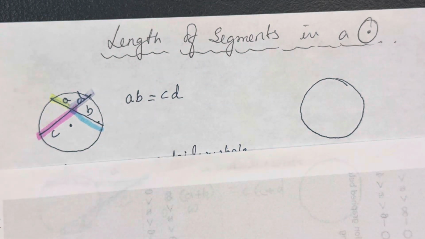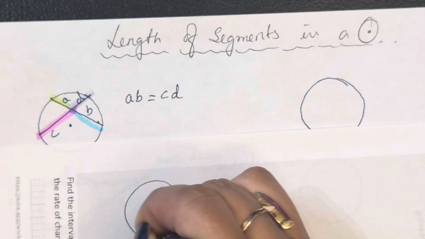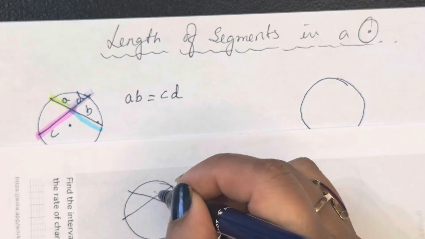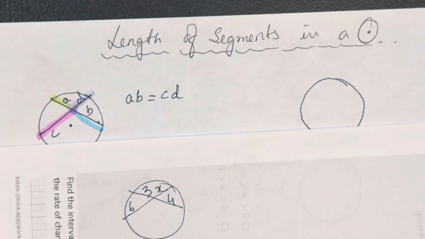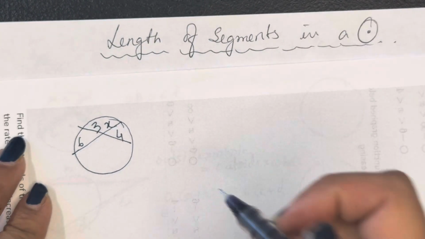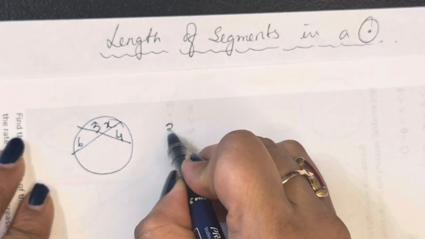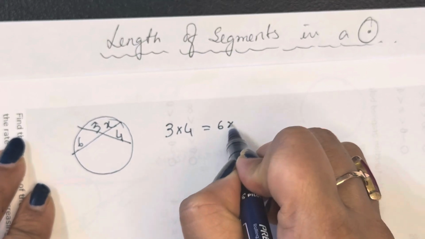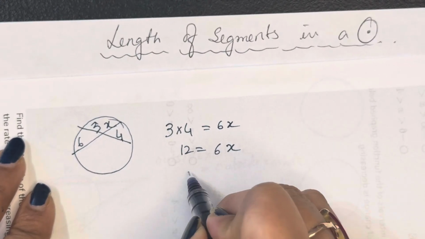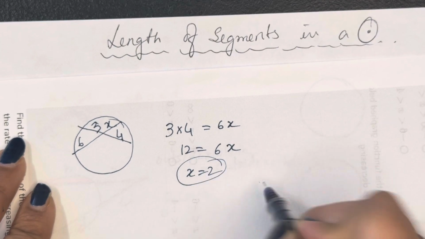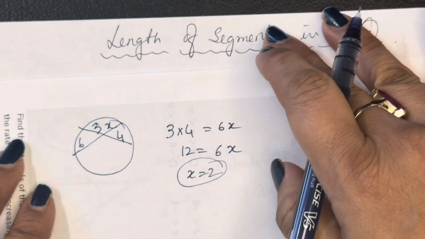Let me take an example on this. So if I have a circle with two chords, if this is 3, this is 4, this is 6, and this is x, then how are they related with each other? 3 times 4 is equal to 6 times x. 3 times 4 is 12, 6x, so x is equal to 2. Easy? Okay, the second one.